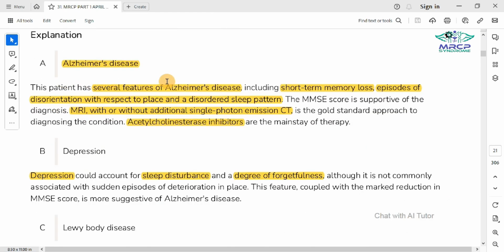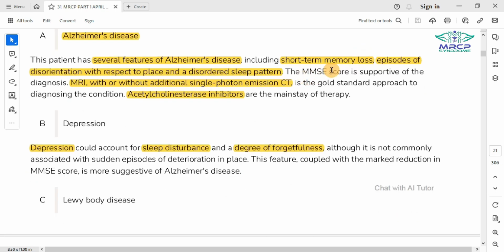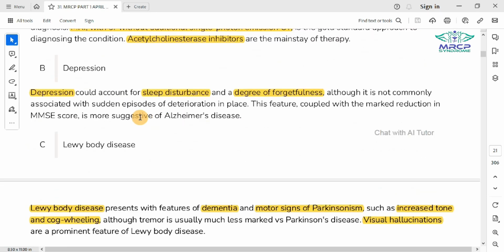This patient has several features of Alzheimer's disease, including short-term memory loss, episodes of disorientation with respect to place, and disordered sleep pattern. The MMSE score is supportive of the diagnosis. MRI with or without additional single photon emission CT is the gold standard approach to diagnosing the condition. Acetylcholinesterase inhibitors are the mainstay of therapy.